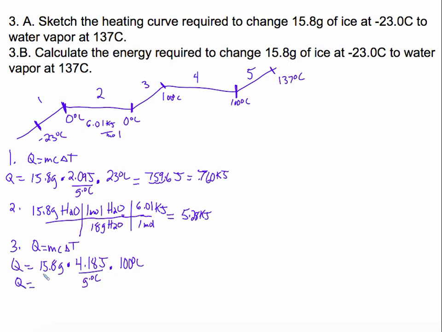So we're going to take 15.8 times 4.18 times 100, and that ends up equaling 6,604 joules, but we need to change it to kilojoules, so we move the decimal 3 spots. So that's going to equal 6.60 kilojoules.